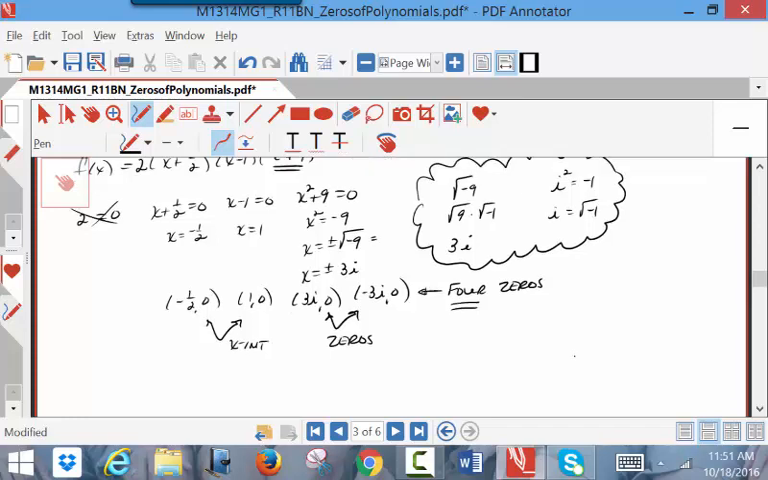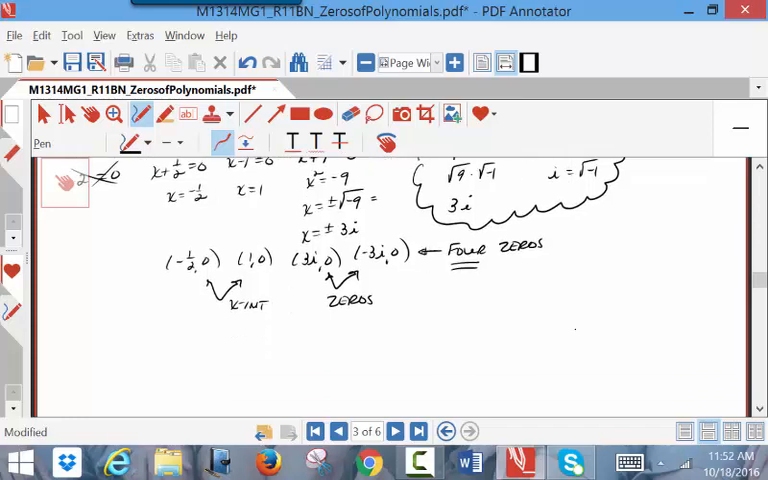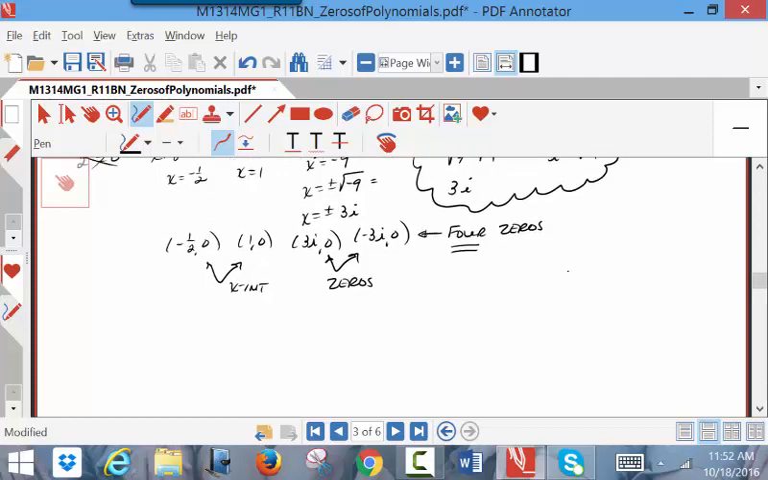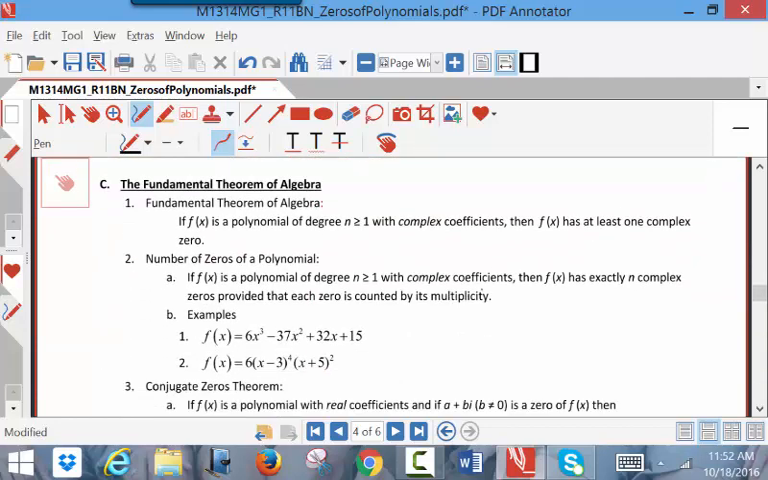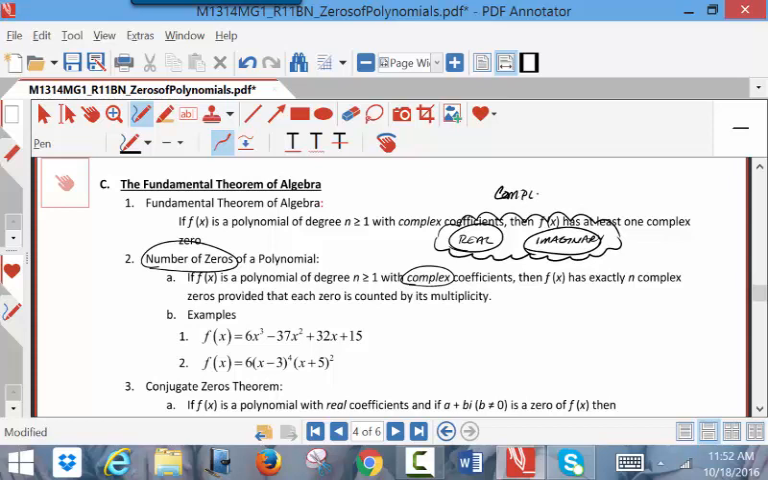Pretty neat stuff. Okay, so now we're going to move down into the next section, which talks about the fundamental theorem of algebra. And here's where we really get into the number of zeros and talking about the zeros being complex. When we start talking about complex, we have real numbers, and now we have imaginary numbers. When we take all the real numbers and add them to the imaginary numbers, collectively, this creates what we call the complex number system.